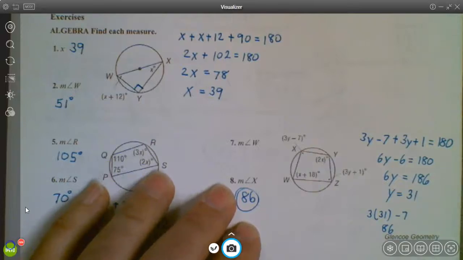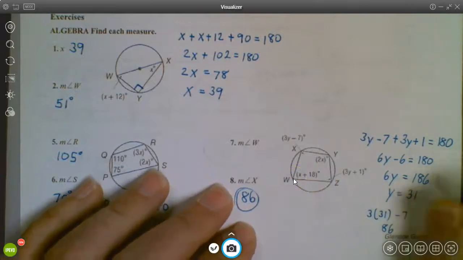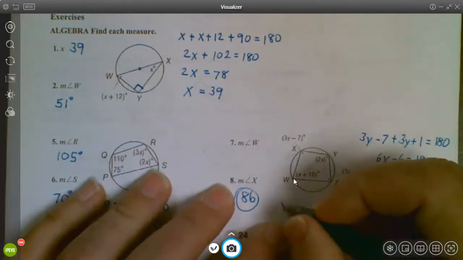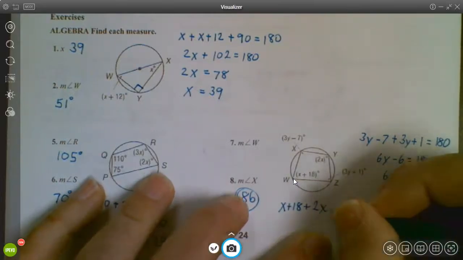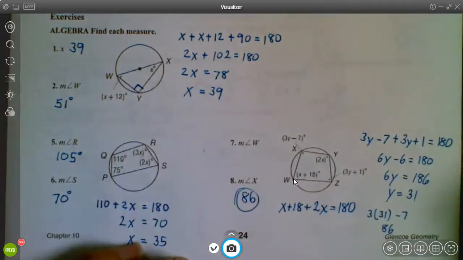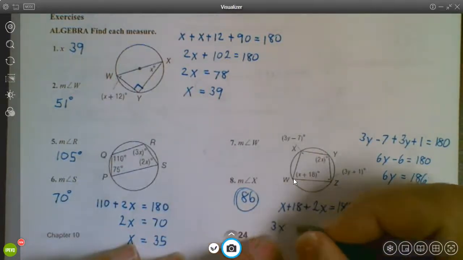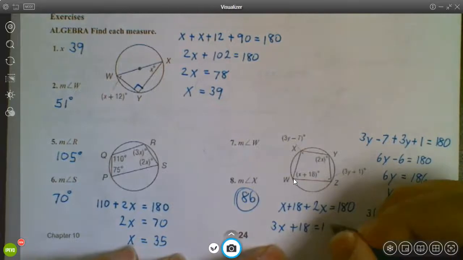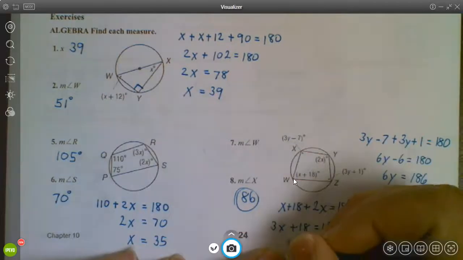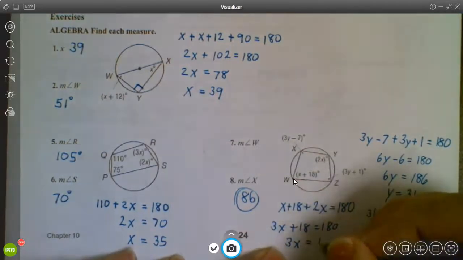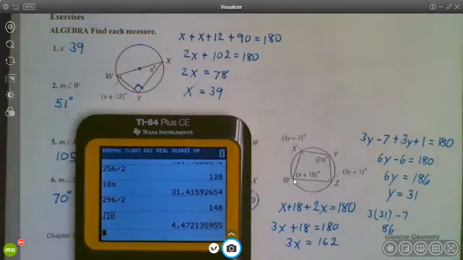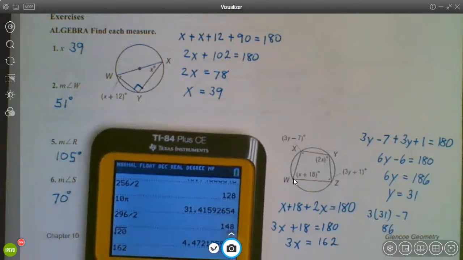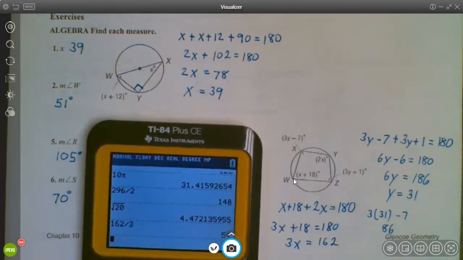All right, let's look at the last piece. As we look at these two, again, opposite angles of a quadrilateral inscribed in a circle are supplementary. So that means x plus 18 plus 2x equals 180. So 3x plus 18 equals 180. Subtract that 18 from both sides and divide both sides by 3. 162 divided by 3 is 54.